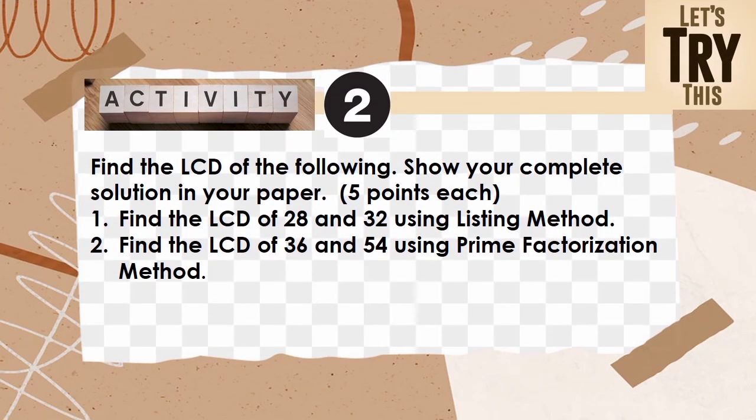Let's proceed to activity 2. Find the LCD of the following. Show your complete solution and write it on your paper. Number 1. Find the LCD of 28 and 32 using listing method. Number 2. Find the LCD of 36 and 54 using prime factorization method.